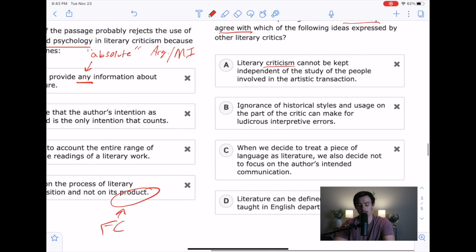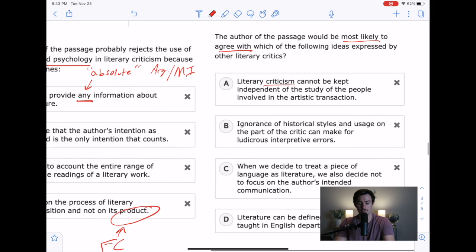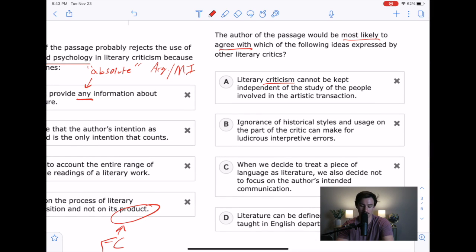D says literature can be defined as what is taught in English departments. Okay, so that is not a true statement as far as this passage goes, because we didn't talk about that at all. And so D would be the answer choice you would pick if you were like, I don't know what the heck I'm doing. I really just want to be out of here.